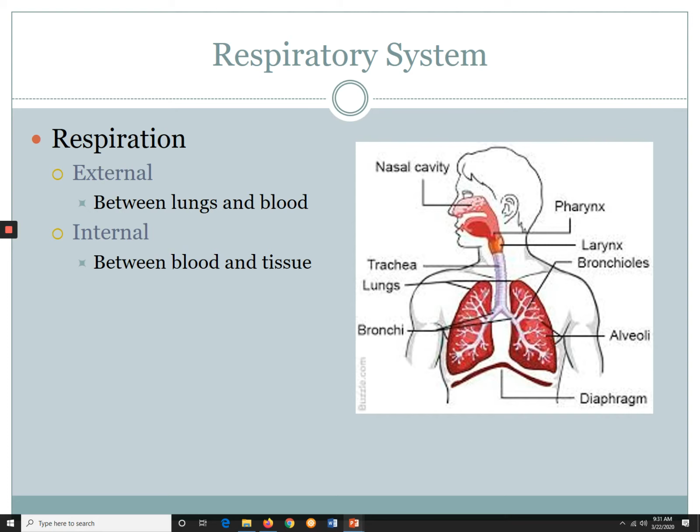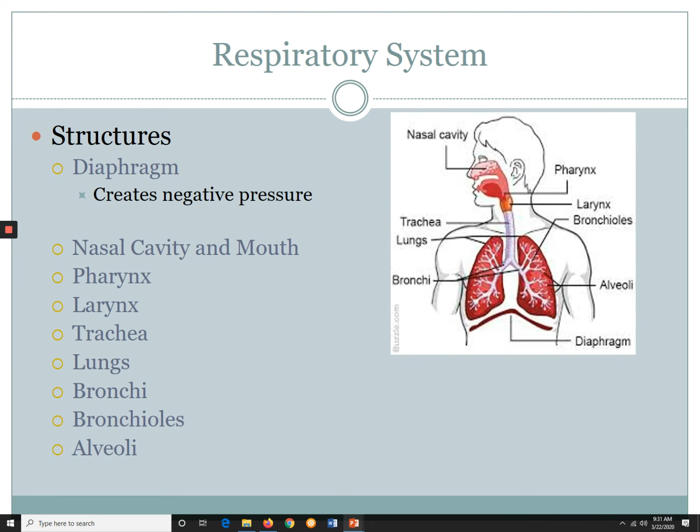Before we talk about structures, I want to talk about what respiration is. Respiration is the exchange between the body and the environment of gases. This is separated into two different types of respiration. We have external respiration. This is the exchange of oxygen and CO2 between the air and the blood that happens in the lungs. So this is breathing the air into the lungs and then exchanging it with the blood. Internal respiration is the exchange of oxygen and carbon dioxide between the blood and body tissues.